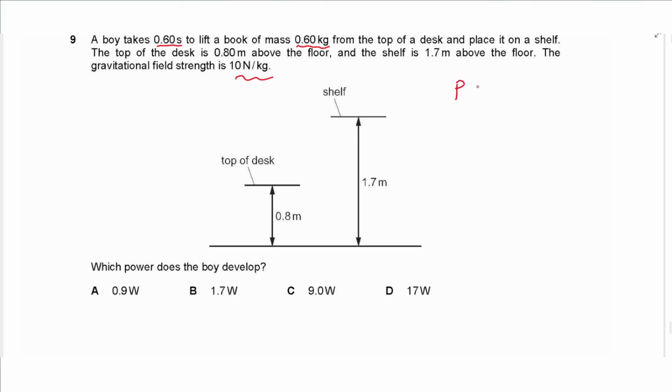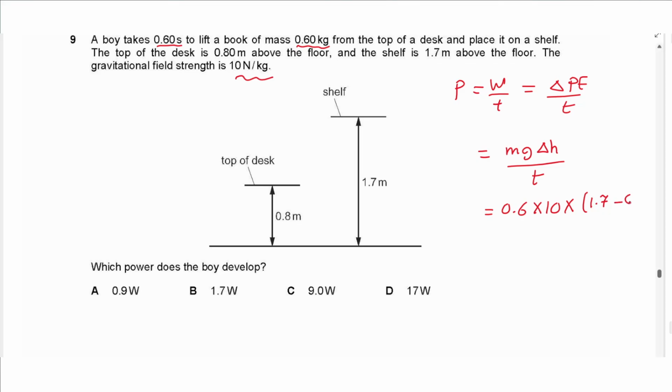So power is equal to work over time, or the change in energy. Here it is potential energy over time. So we can calculate it as mg delta h over time. So the mass was 0.6, g is 10 in this question. The change in height, we calculate 1.7 minus 0.8. Then we divide by the time, which is 0.6 seconds. This gives an answer of 9 watts, so the answer is C.